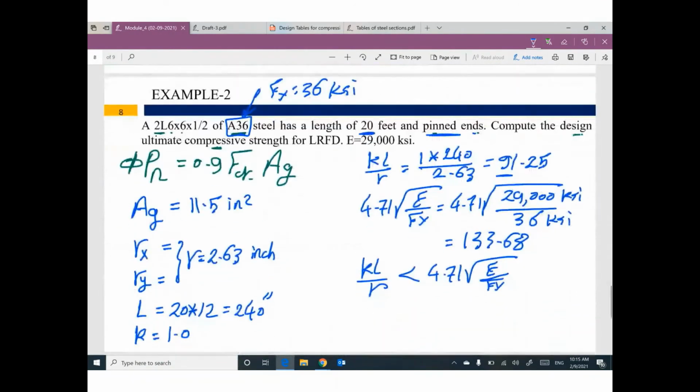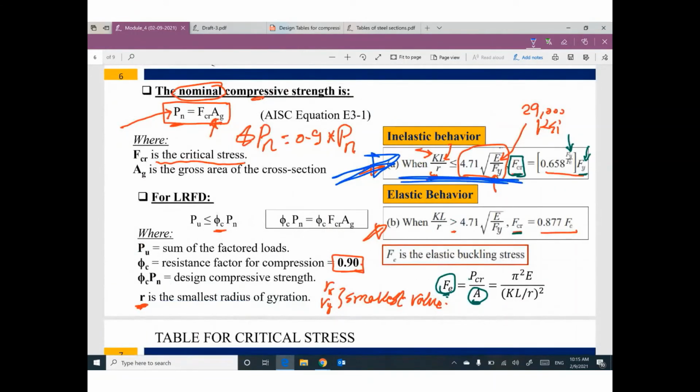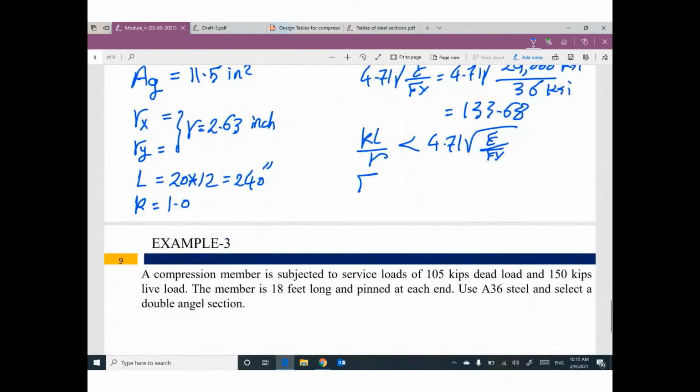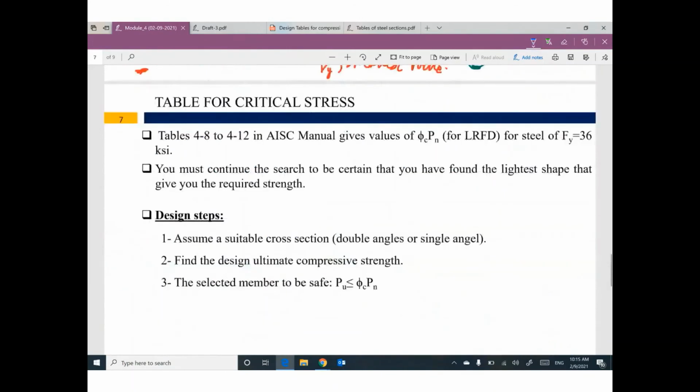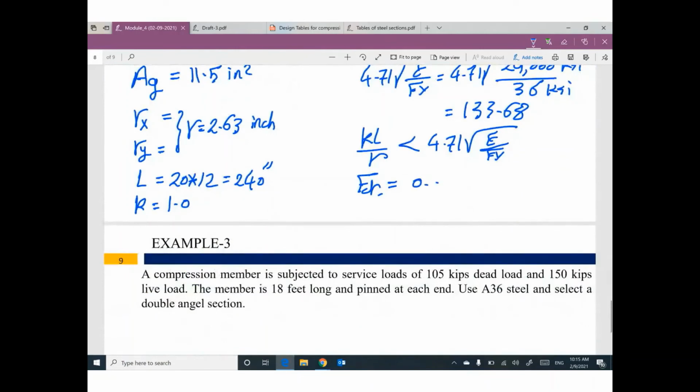Okay, so right now, KL divide R is smaller than 4.71 square root E divide F yield. So we are in this scenario. F critical equals 0.658 to the power F yield divide FE, all of them times F yield. Everything we have except FE.